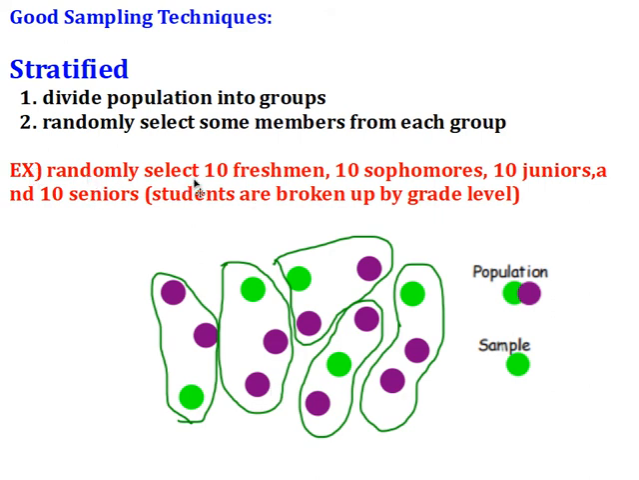Our example here: select 10 freshmen, 10 sophomores, 10 juniors, and 10 seniors. So obviously our student population would be broken up by grade level, and then we're going to pick 10 from each grade level. So I want to pick some out of all, or every, group. So some out of all is for stratified.